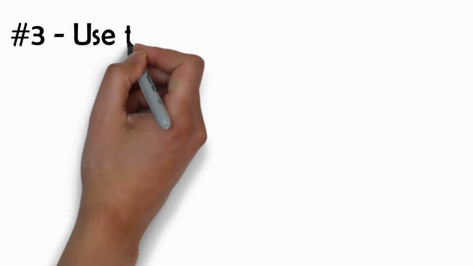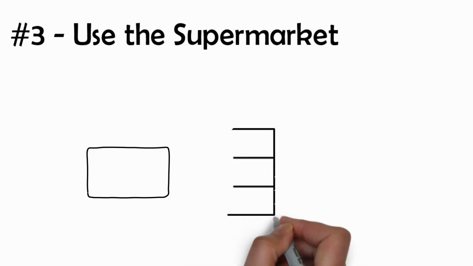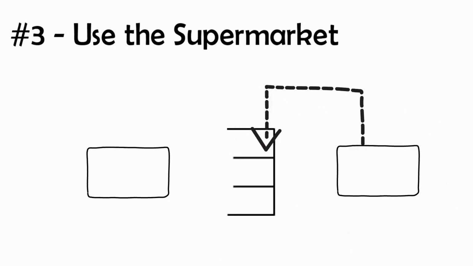Principle 3. Use the supermarket to control production. When it's not possible to move workstations closer, use a supermarket and pull system to control the inventory.